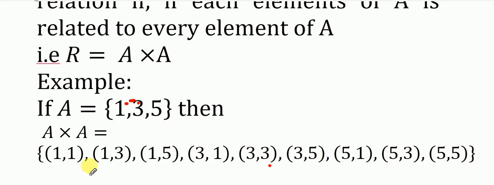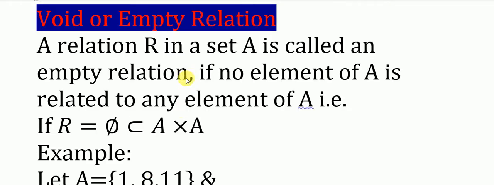So this is nothing but A cross A, and if you take R as this A cross A, then this A cross A or R is nothing but the universal relation. Now let us see what is a void or empty relation. A relation R in a set A is called an empty relation if no element of A is related to any element of A, that is nothing is related to any element of A.